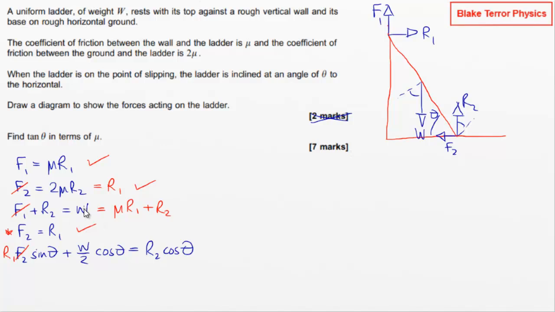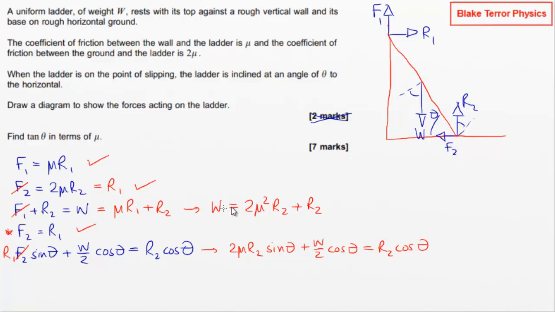So here we've got that W is equal to mu R1 plus R2. I'm going to rewrite that completely so I don't get confused. So now W is going to be 2 mu squared R2 plus R2. So that's rewritten that equation. And then we have an R1 down the bottom, so let's rewrite this one as well. That's going to be 2 mu R2 sine theta plus W over 2 cos theta is equal to R2 cos theta. That's good.